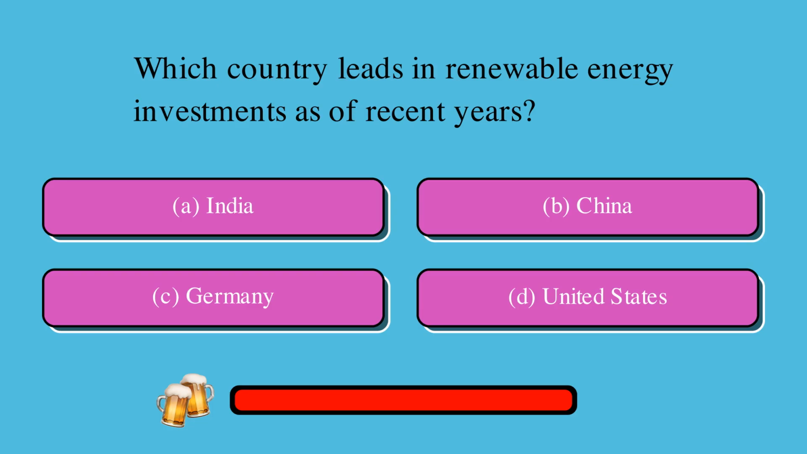Which country leads in renewable energy investments as of recent years? Is it A, India, B, China, C, Germany, or D, United States? The correct answer is China.